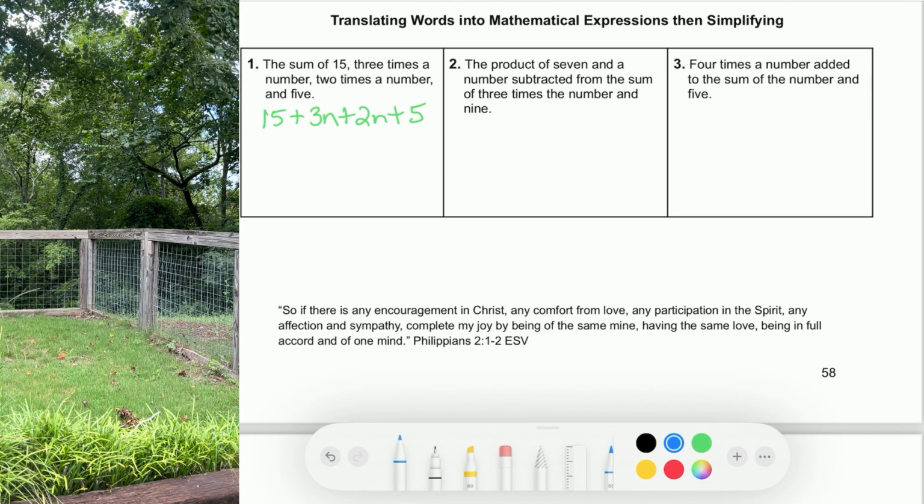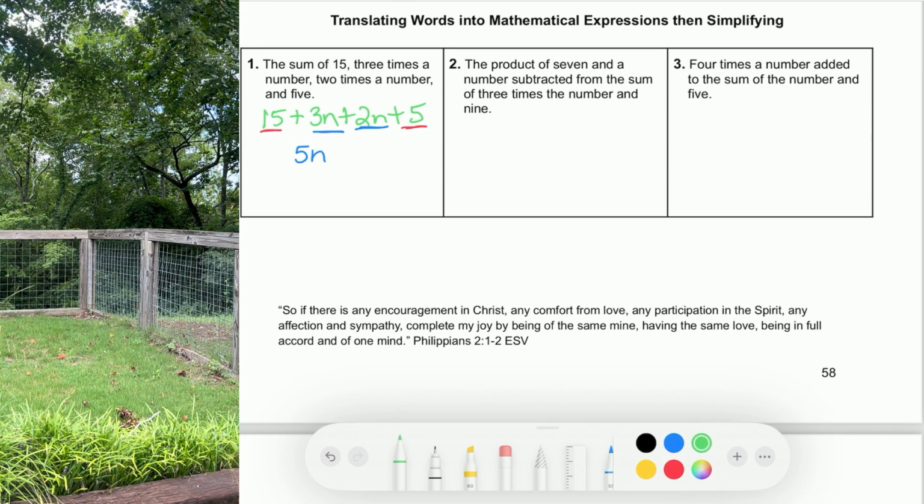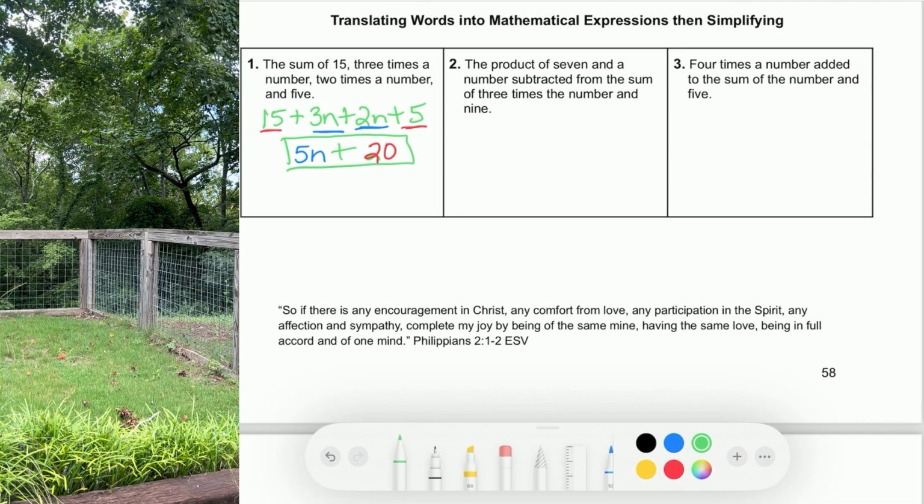Now I need to look and try to figure out what I can put together and what I can't. 3n is a like term with a 2n. 15 is a like term with 5. So 3n plus 2n gives me 5n. 15 plus 5 gives me 20. I meant to change the color there. 20. And we cannot combine anymore. We are done.